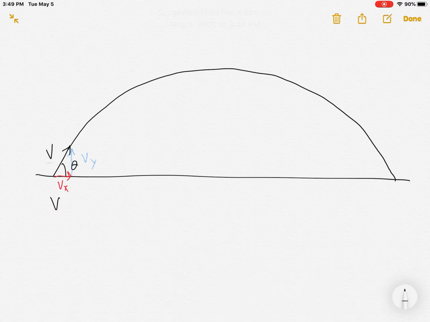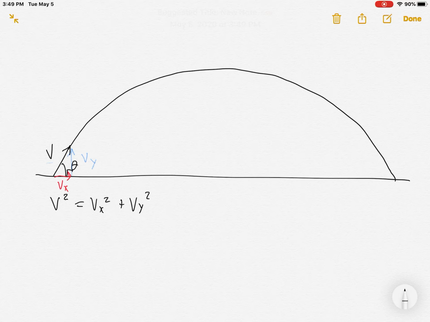One thing we can say is that v squared, the hypotenuse, is equal to vx squared plus vy squared. That's always going to be true because vx and vy are perpendicular components. This makes a little right triangle here, and I can draw the little right angle symbol there. So we know this Pythagorean theorem is always going to be true here.